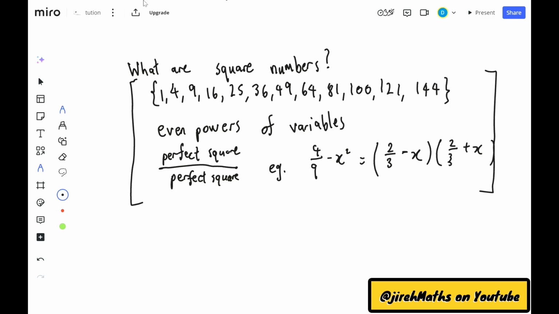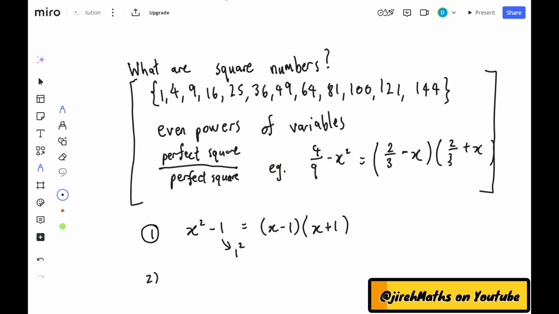Now let's see how they could be tested. The easiest way that it can be tested is your standard x squared minus 1. That would just simplify to x minus 1, x plus 1, because we know that 1 is simply 1 squared.